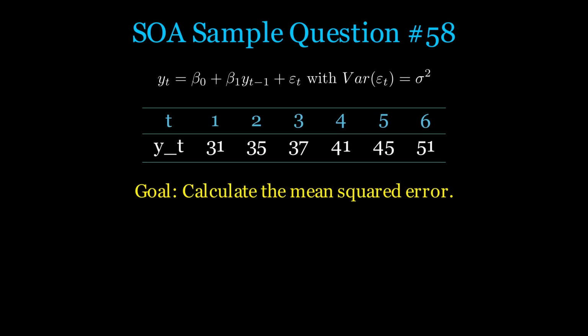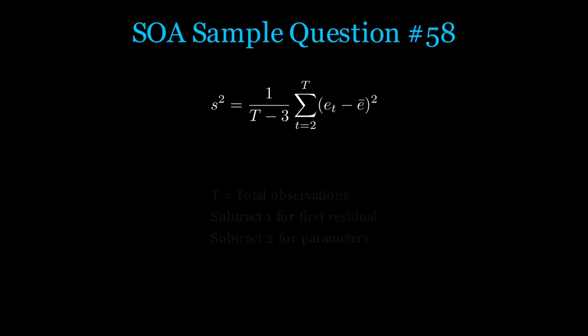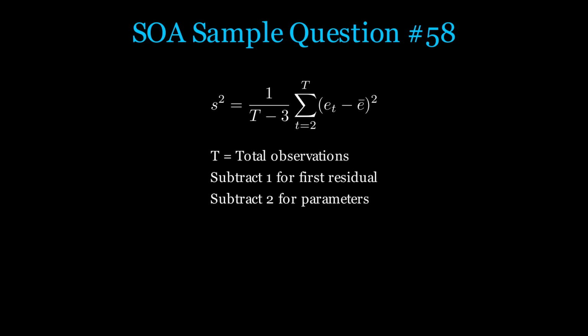Before we start crunching numbers, let's think about which formulas we need to use. We'll need the MSE, which is given by this formula. Note the denominator is t minus 3. We lose the first observation because of the lag, which is also why the summation starts at t equals 2 instead of t equals 1. Then, similar to ordinary least squares, we lose 2 more degrees of freedom for the estimated intercept and slope parameters.